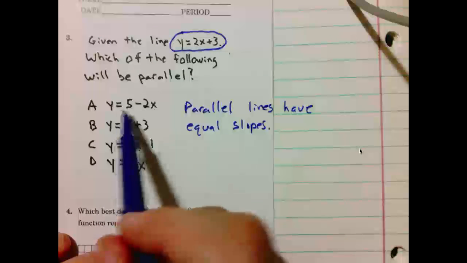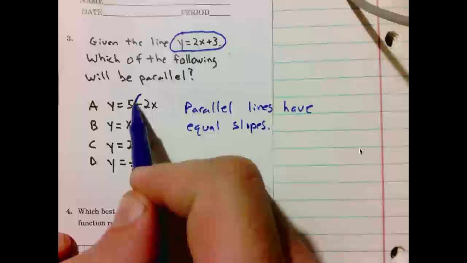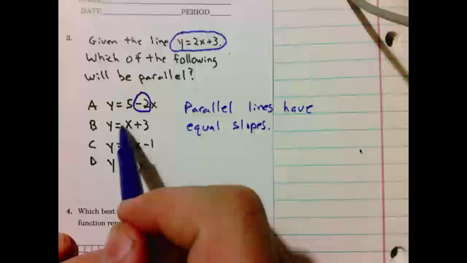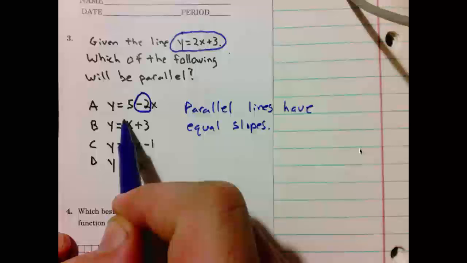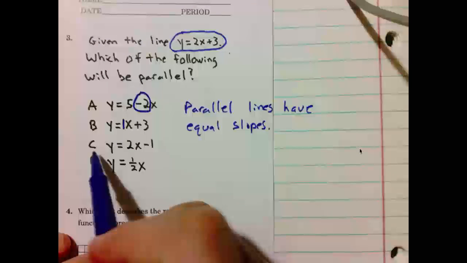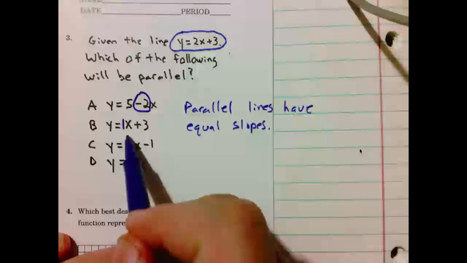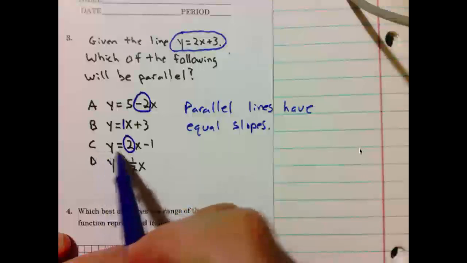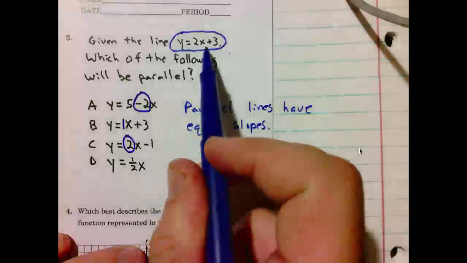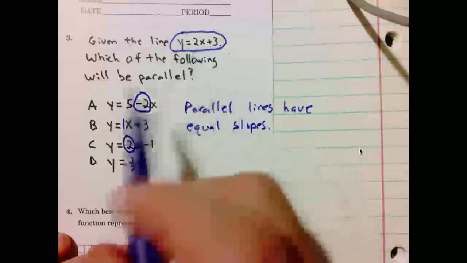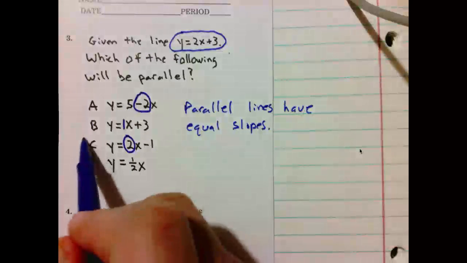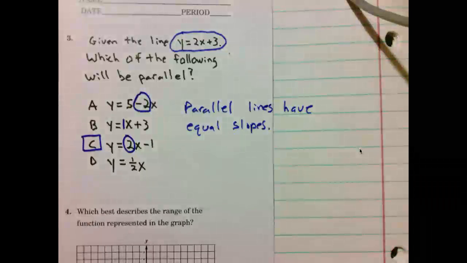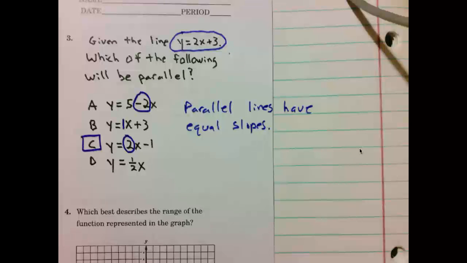A says y equals 5 minus 2x. In this case, the slope is -2. B says y equals x plus 3. We know that is an implied 1. Here the slope is 1. C says y equals 2x minus 1. Well, in this case, the slope is 2. Thus, y equals 2x minus 1 is parallel to y equals 2x plus 3. Number 3, the correct answer is C. And we could graph these two lines to verify that.